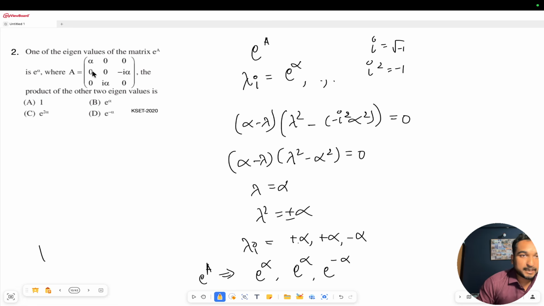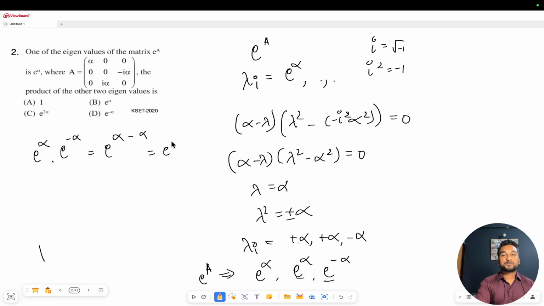So they have given that one of its eigenvalues is e to the power alpha. What will be the product of the other two? You know e to the power alpha is this, the other two are e to the power alpha and e to the power minus alpha. So e to the power alpha into e to the power minus alpha, what do you get? e to the power alpha minus alpha, that is e to the power 0, which is equal to 1. So option A is your correct answer.